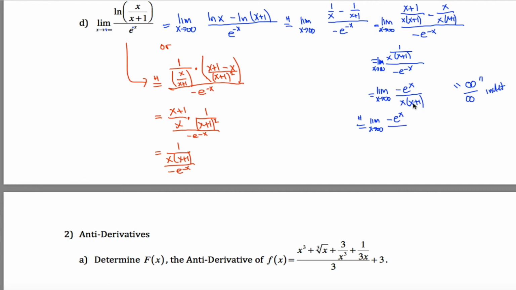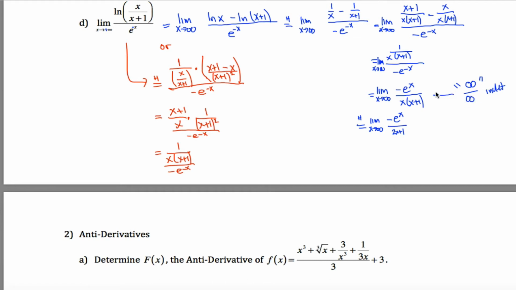Well, I could view the bottom as x squared plus x, and then maybe I could see that the derivative of the bottom is 2x plus 1. Distribute this x through x squared plus x, take the derivative of that, you get 2x plus 1. That leaves you here. Unfortunately, you still have an infinity over infinity indeterminate form.